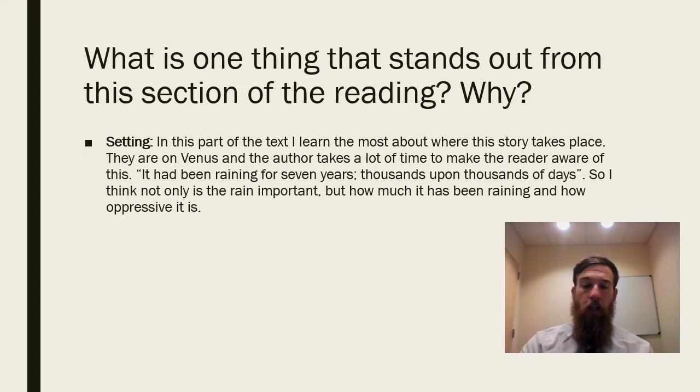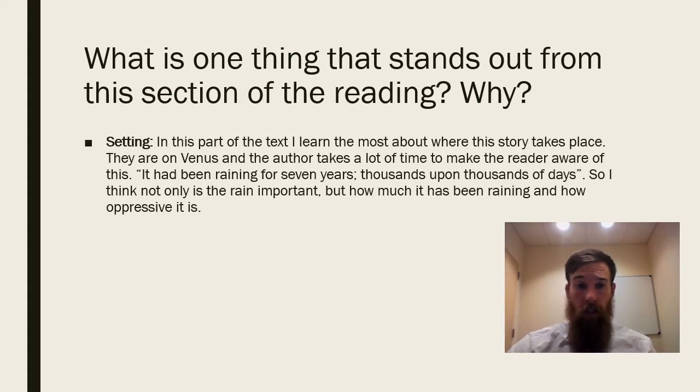So in the beginning of the story, I like to call it world building. I feel like in a sci-fi story, they're letting you know what this place is like, so I really focused in on setting. I said, in this part of the text, I learned the most about where the story takes place. They're on Venus, which is obviously a completely different planet, but the author takes a lot of time to make us aware of this and what it's like there.